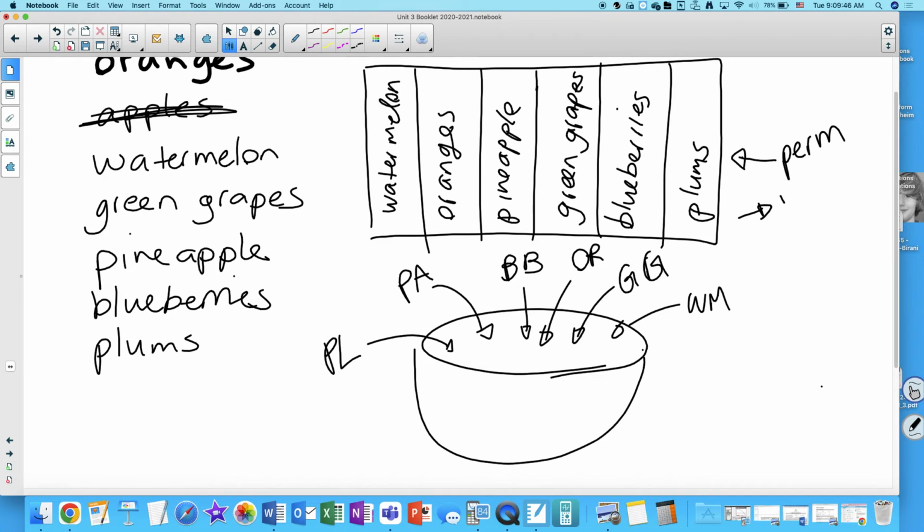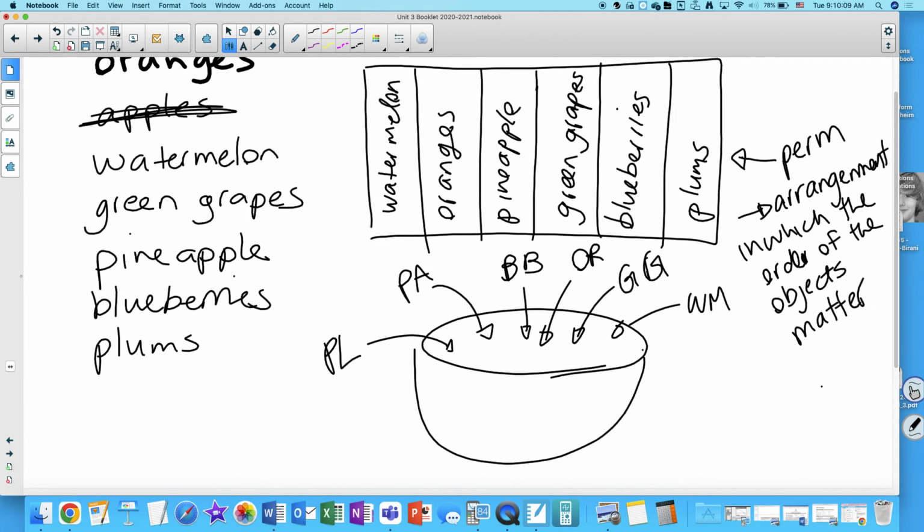And that is an arrangement in which the order of the objects matters.